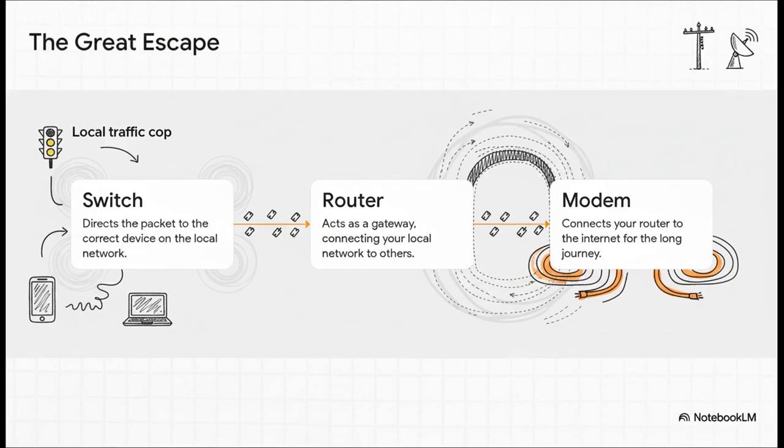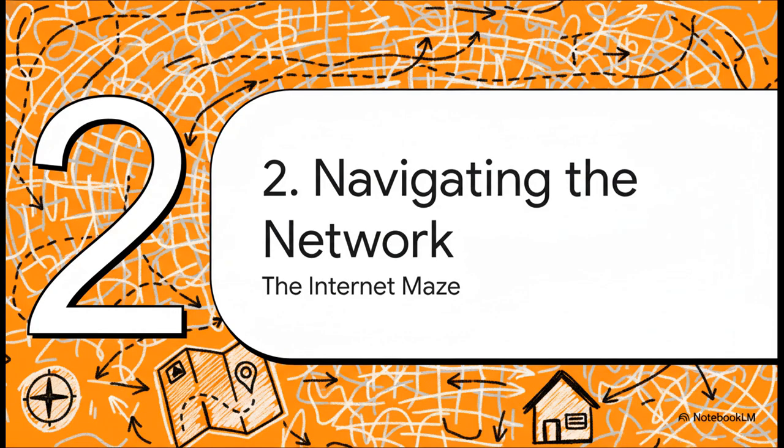First, your device sends the packet out. It hits a switch, which is kind of like a local traffic cop, just making sure it gets to the right place inside your network. Then, the router acts as the main gateway, opening the door to the wider internet. And finally, the modem translates that digital signal into a signal that can actually travel over physical lines, like fiber optic or copper cables. And just like that, our packet is out in the wild. It's made it past the front door.